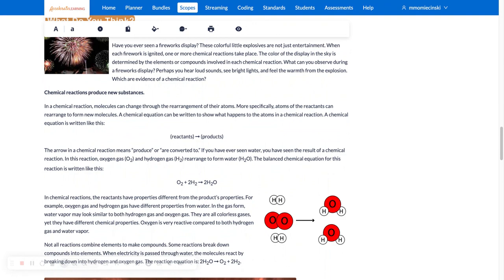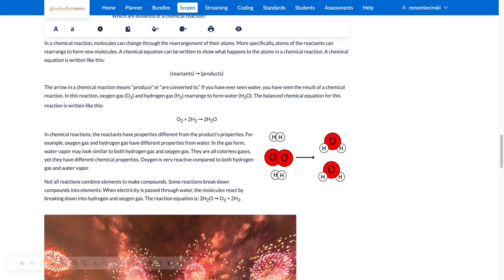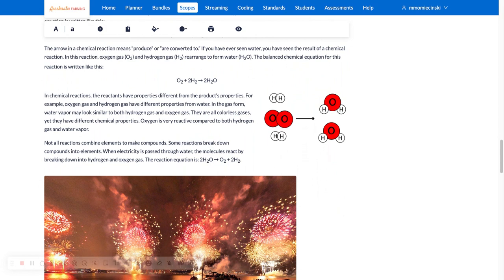Chemical reactions produce new substances. In a chemical reaction, molecules can change through the rearrangement of their atoms. More specifically, atoms of reactants can rearrange to form new molecules. A chemical equation can be written to show what happens to the atoms in a chemical reaction. A chemical equation is written like this. We have reactants on the left and products on the right. The arrow in the chemical reaction means produce or convert to.